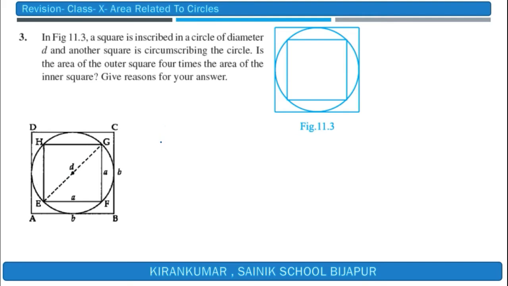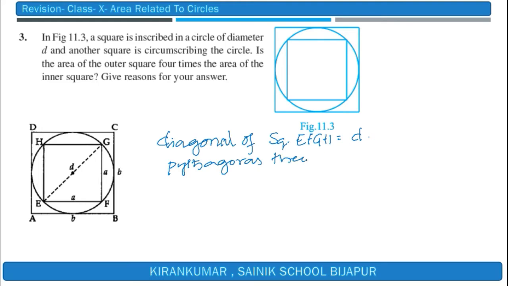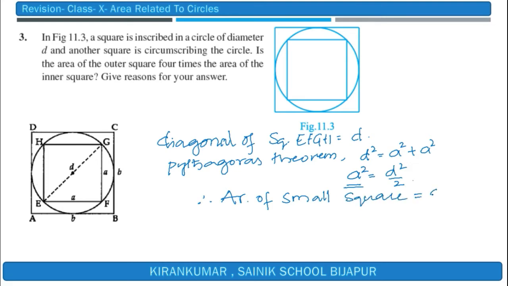Here, diagonal of square EFGH is the diameter d. From the Pythagoras theorem, we have the square on hypotenuse equal to sum of the squares on other two sides. So it is a square plus a square. Hence we will be getting a square as d square upon 2. If you observe it properly, a square is nothing but the area of smaller square, that is d square by 2.